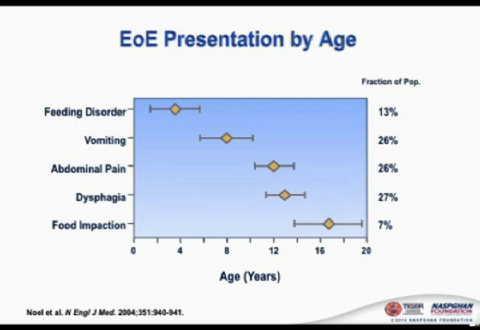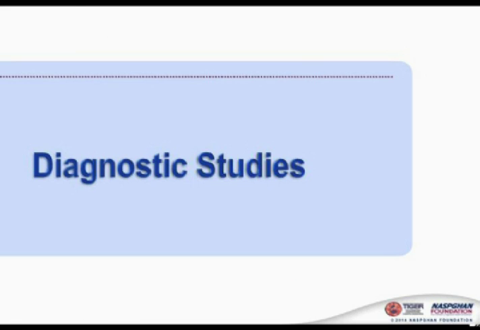This chart, developed by Noel et al., suggests that younger children more often have symptoms related to reflux, while older children and adults often present with dysphagia or food impaction. This may suggest that if EoE is left untreated, esophageal fibrosis worsens. So what diagnostic studies should be considered in these patients?